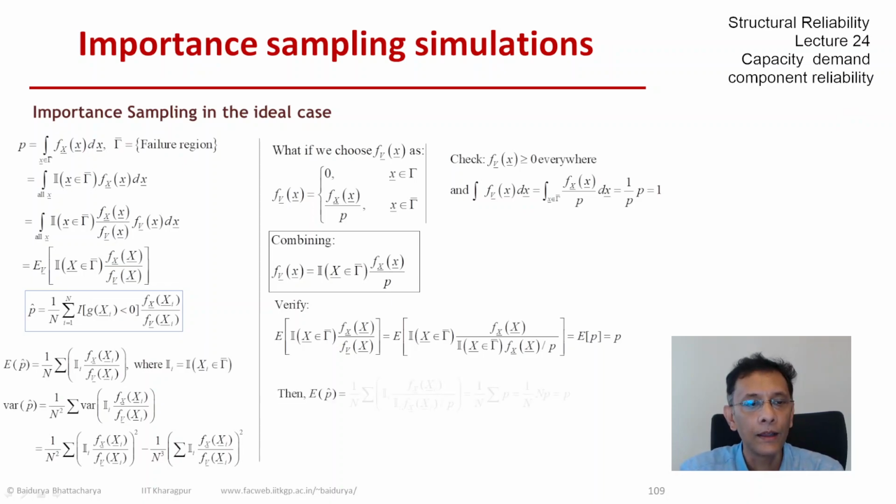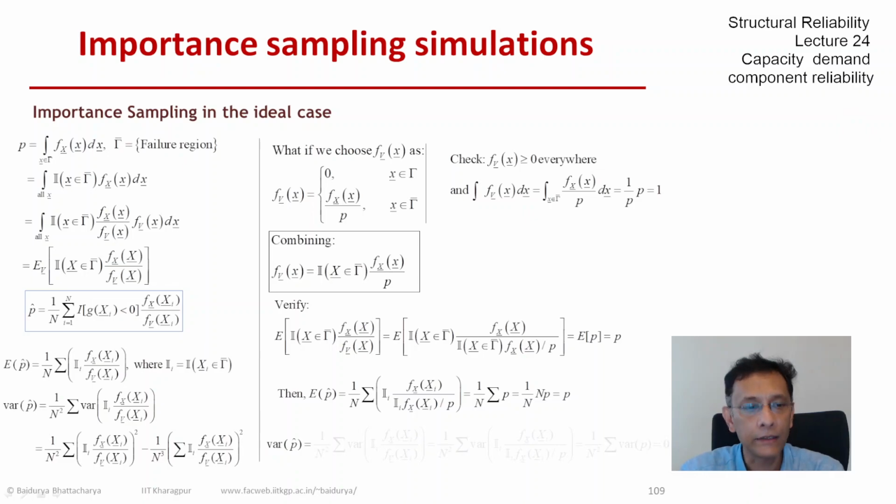Now let us see, in this situation, the way we have defined fv, what is the expected value of p hat. The expected value of p hat, if we go through the steps, just plug in the value of fv in the equation on the left side. It gives us 1 over n times the sum of p, which basically is p itself. So we are back to an unbiased estimator, so that is great.